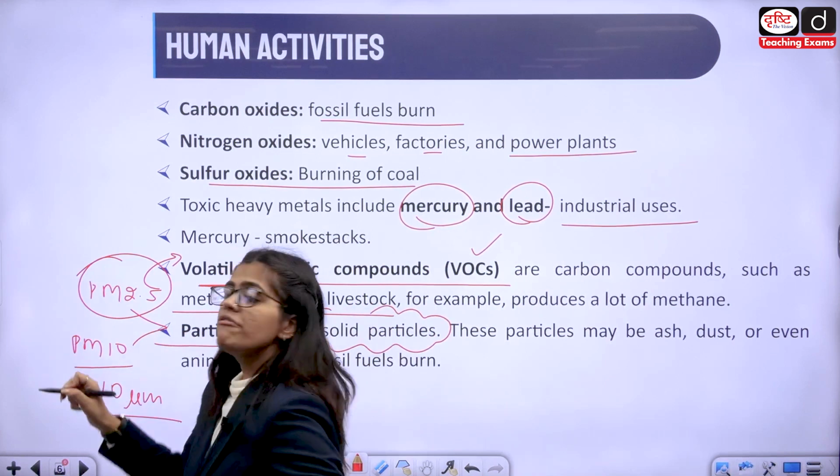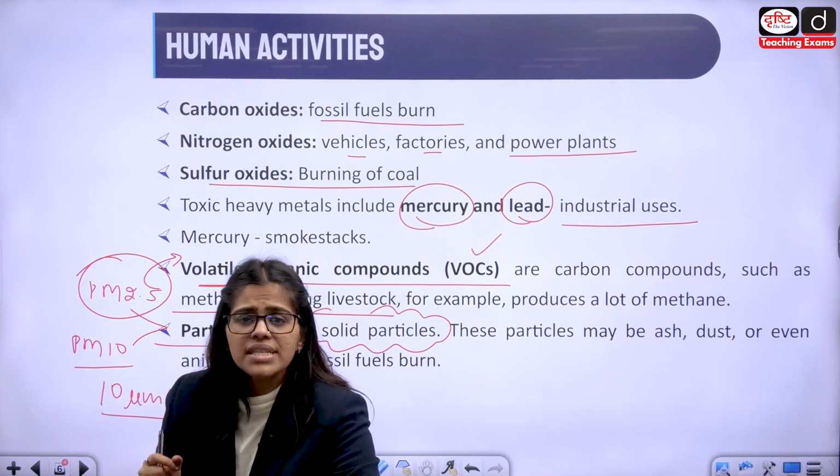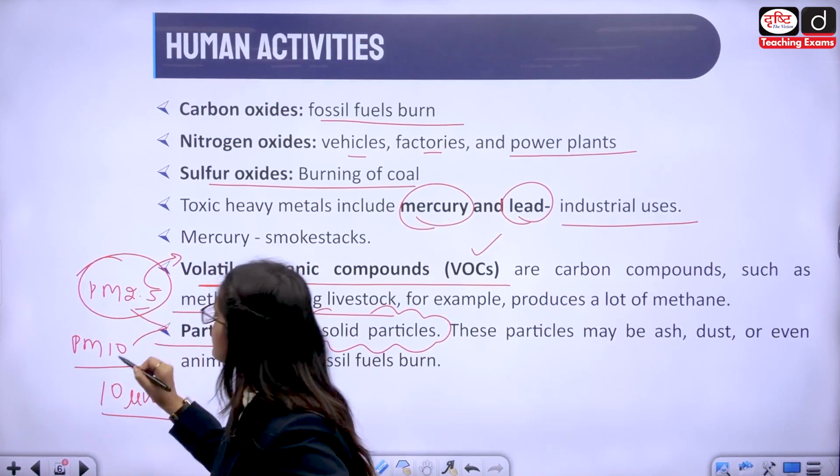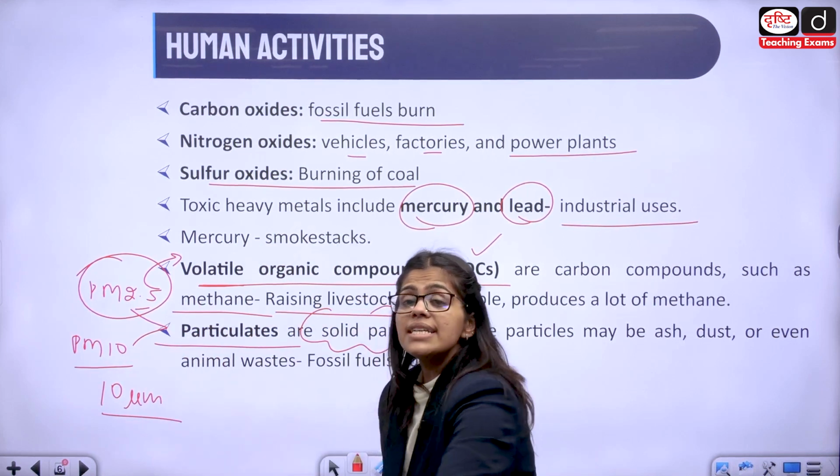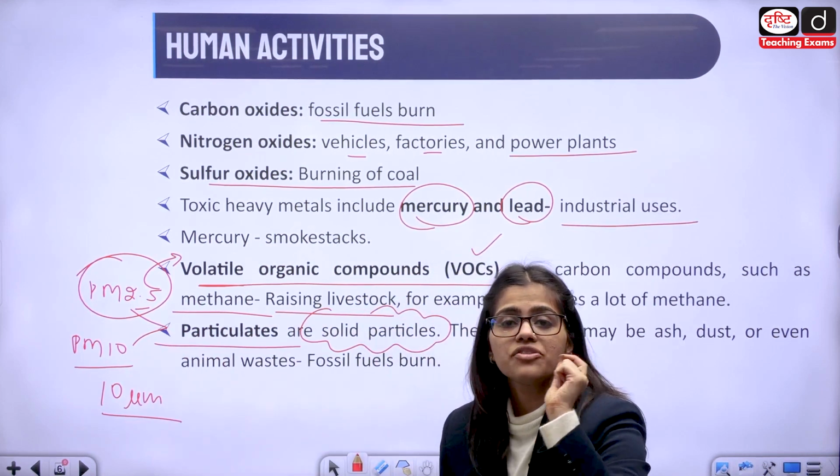Your PM 2.5 are very small. They are nano in size. Their diameter is very small. It is in fact smaller than the strand of your hair.